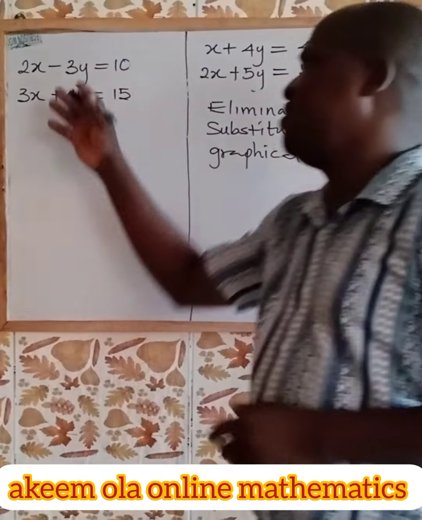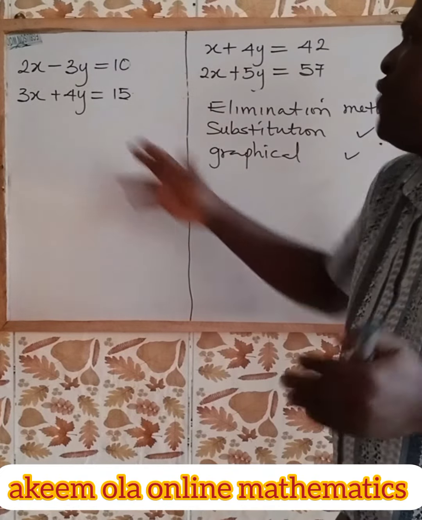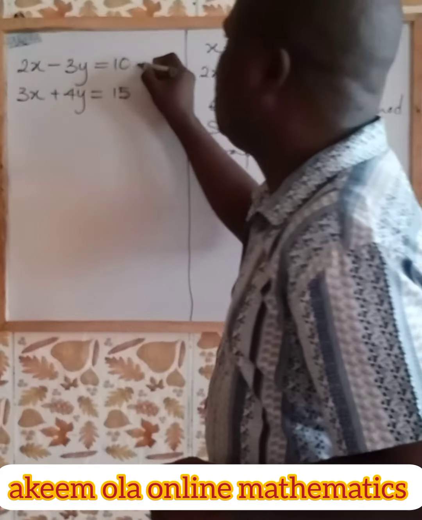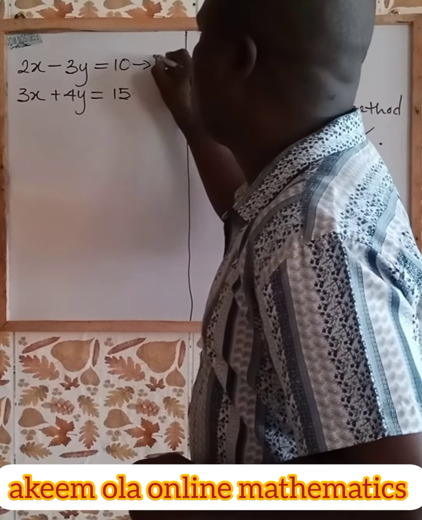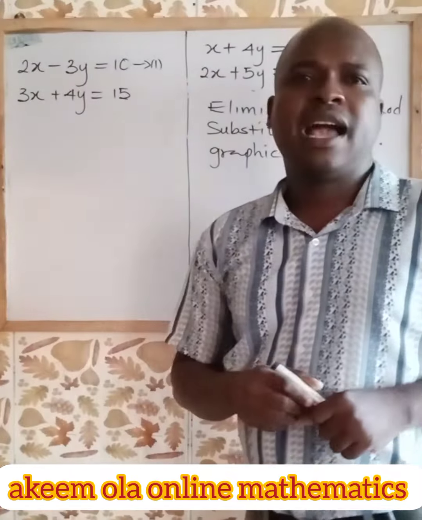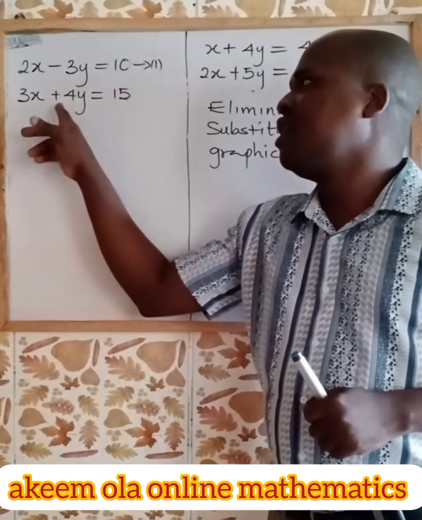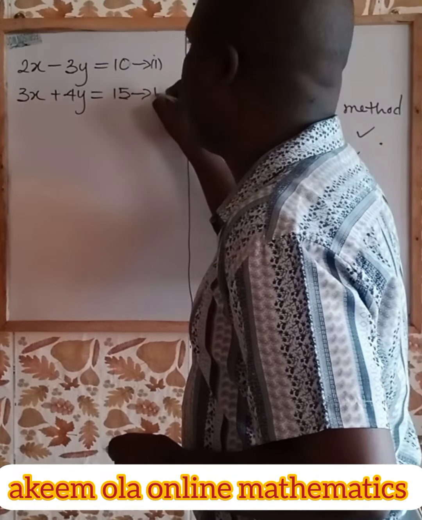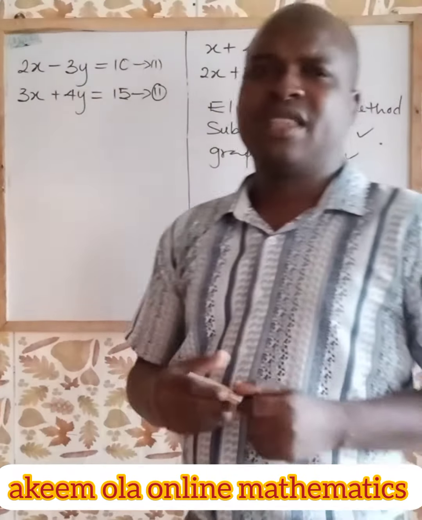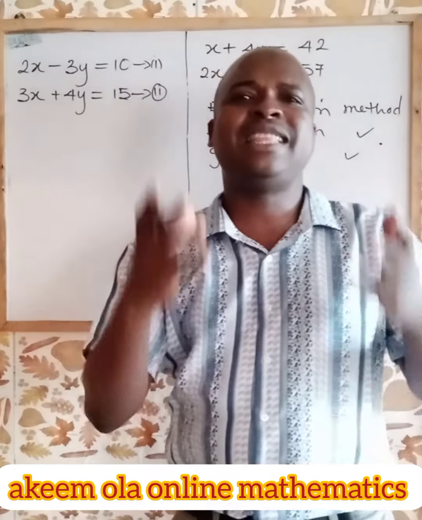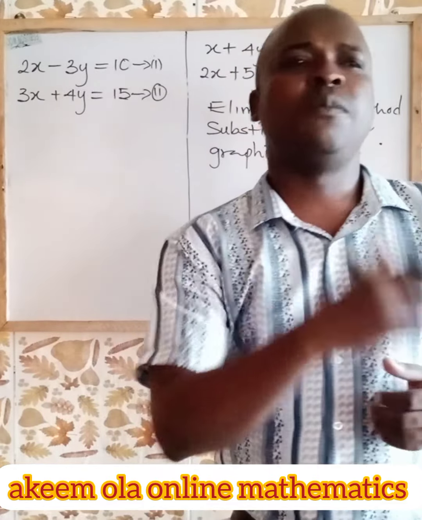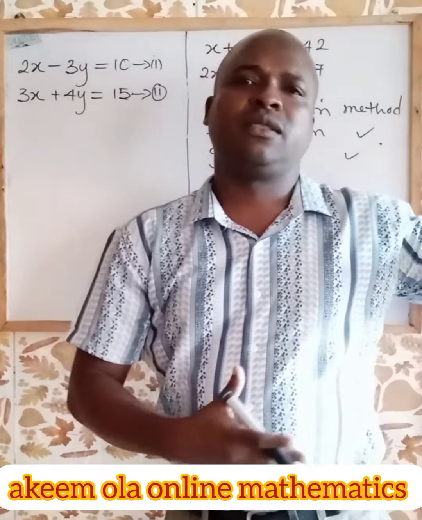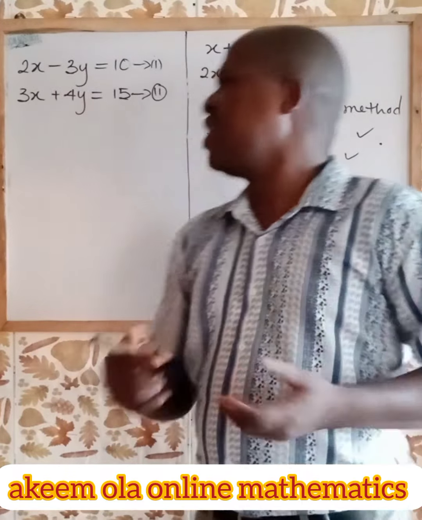Now, let's look at this first one here. We have the first equation, 2x minus 3y is equal to 10. I can represent this equation as equation 1. I have the second one, 3x plus 4y is equal to 15. I can represent this one by equation 2. Now, how does that name elimination come into play? To eliminate means to kill one. To kill. How can we kill?